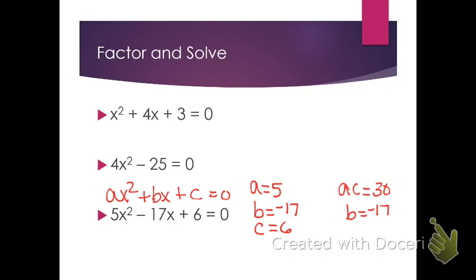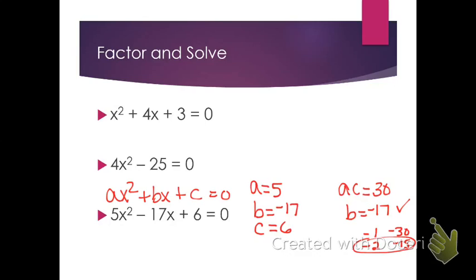And if you think for a few seconds and you can't think of those two numbers, start making a list. I could do 1 and 30, but that adds up to negative 31, not negative 17, so those are not my numbers. I could do 2 times 15. Negative 2 times negative 15 is positive 30, and these are the ones I want. Negative 2 plus negative 15 do add up to negative 17.